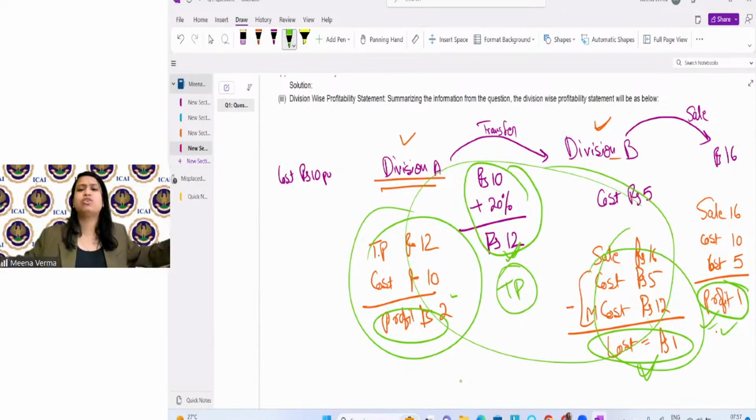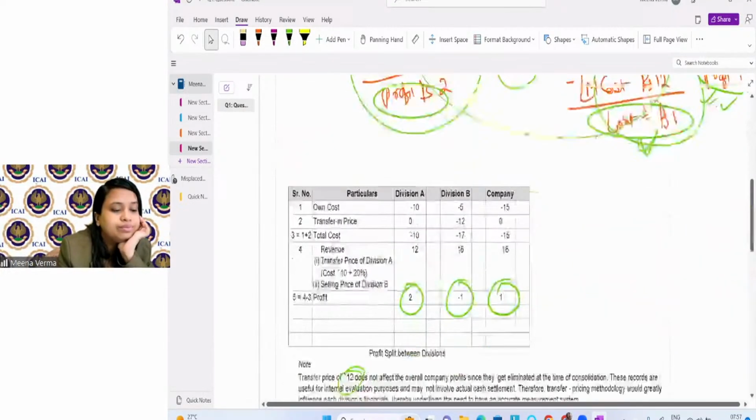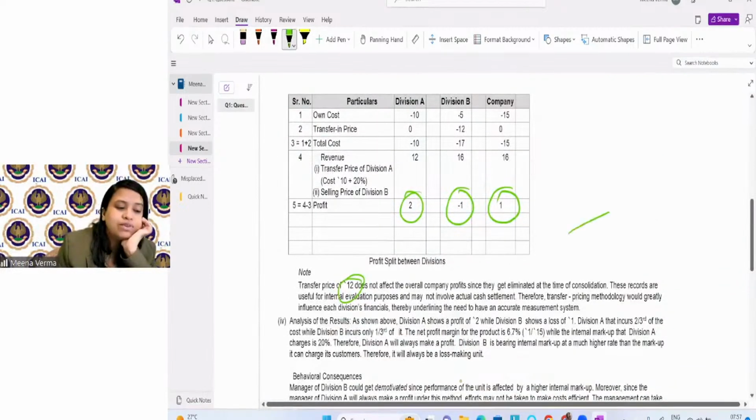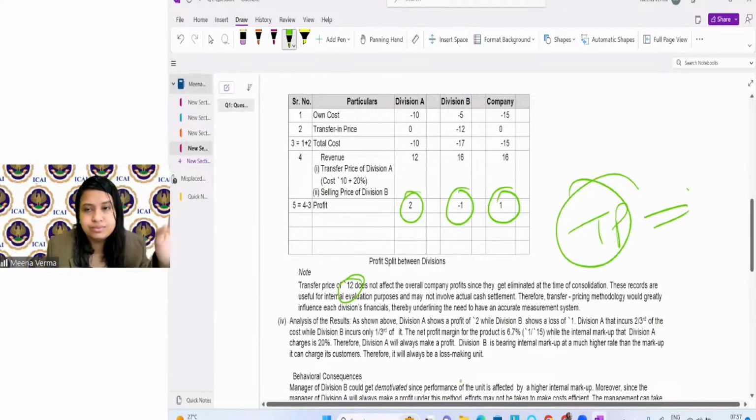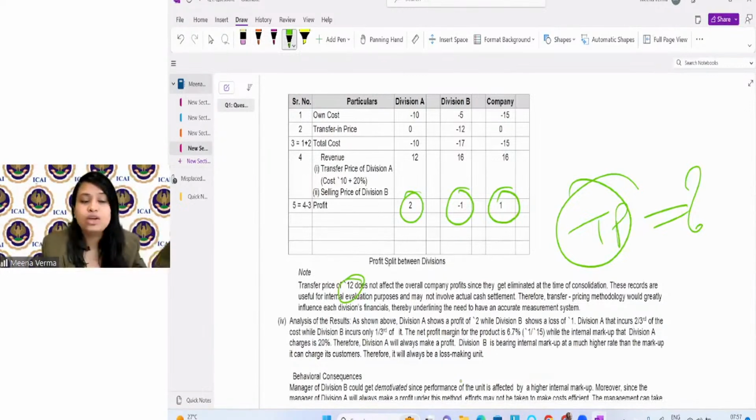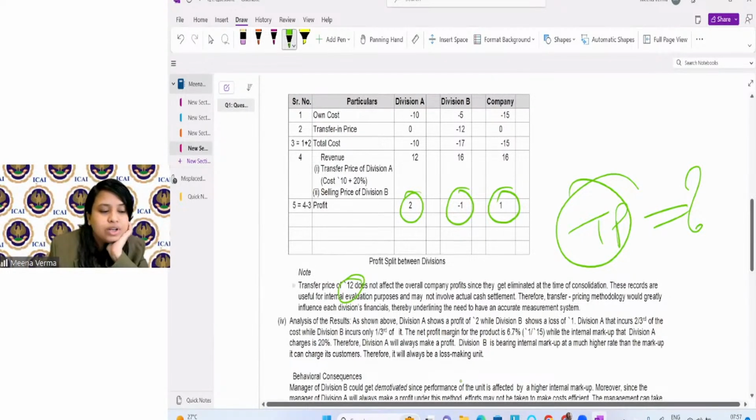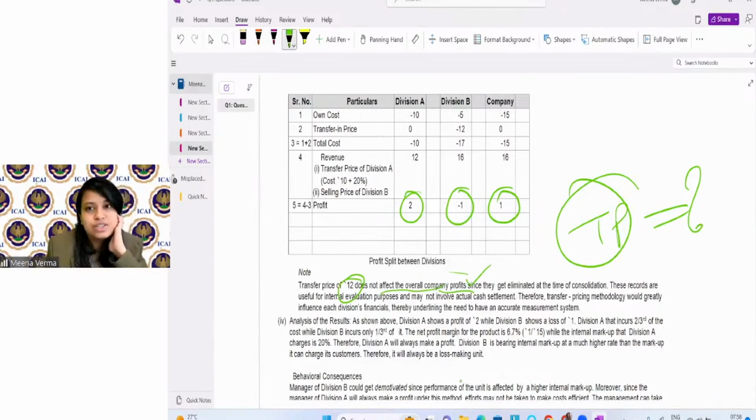Transfer price has no impact on overall profitability. Keep it in mind. Okay, whatever the transfer pricing you are deciding has no impact on the overall profitability of the organization. This is what they have written. Whatever the transfer price you set for the organization, it will have no effect on the overall profitability of the organization. It may affect the profitability of the respective department or division, but not the entire organization. Okay.